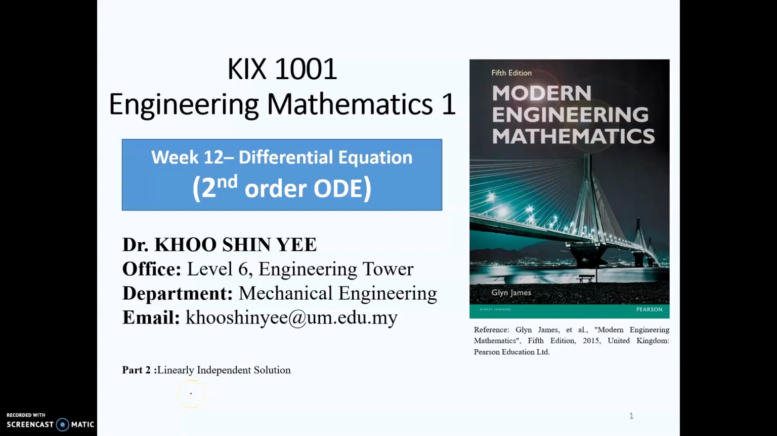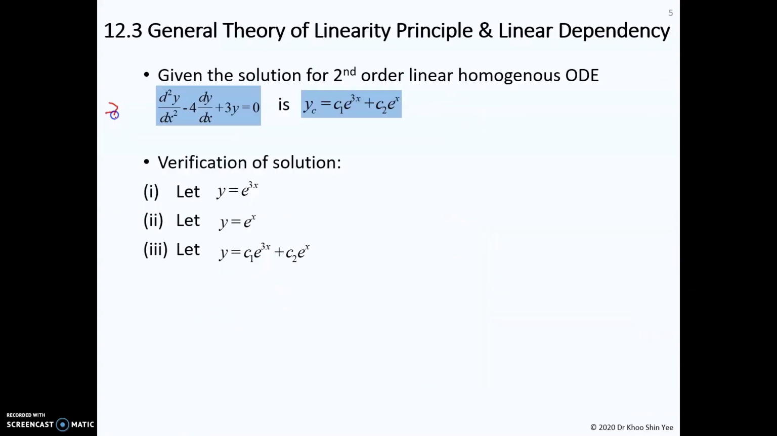In this video, you will learn how to check the linearly independent solution for the second order ODE. In this example, we have a second order linear ODE where the coefficients are constant and the right hand side is equal to 0. Therefore, we can say this is a homogeneous ODE. So from this ODE, you are going to find the y with respect to x.